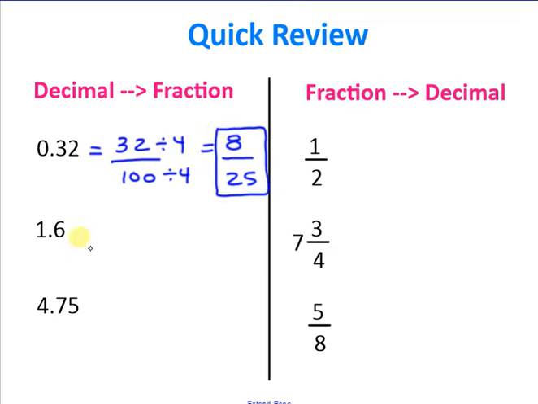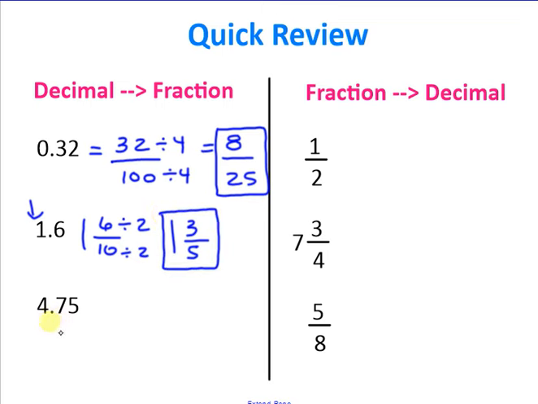Now, 1.6. So this right here is going to be your whole number, so this is going to be 1. And the way you say this is 1 and 6/10. Now, all you need to do is simplify 6/10. The GCF here is 2, so you're going to divide the top and the bottom by 2. So this is going to be 1 3/5.